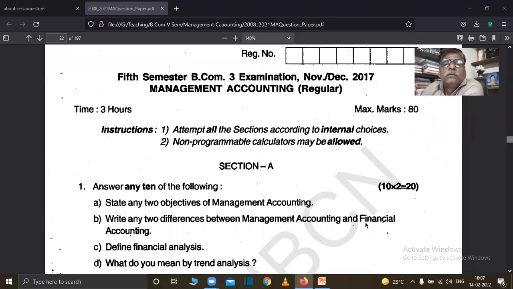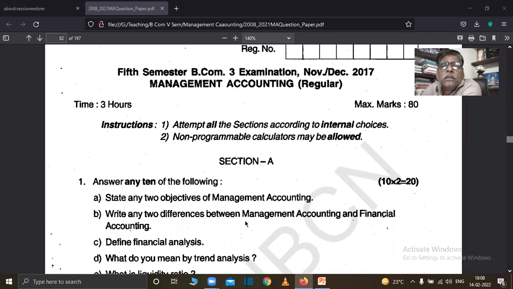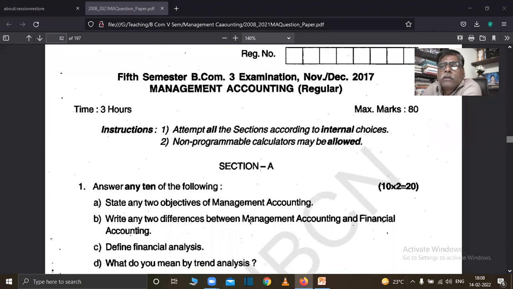Okay, now we see the 2017 question paper. In the 2017 question paper, we see for Section B a 5 marks question connected with fund flow statement. And this is a question paper of Rani Chennamma University.